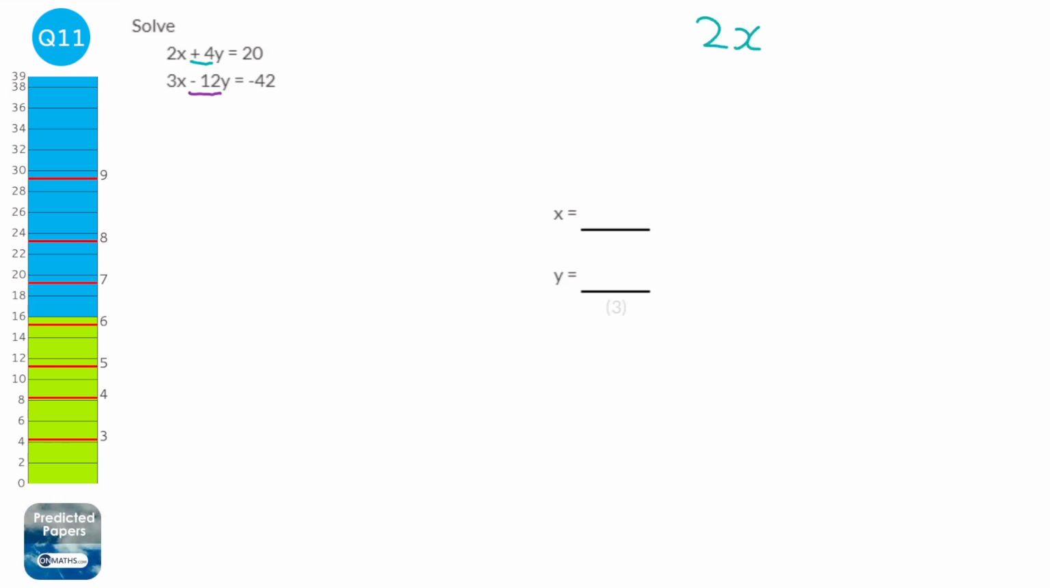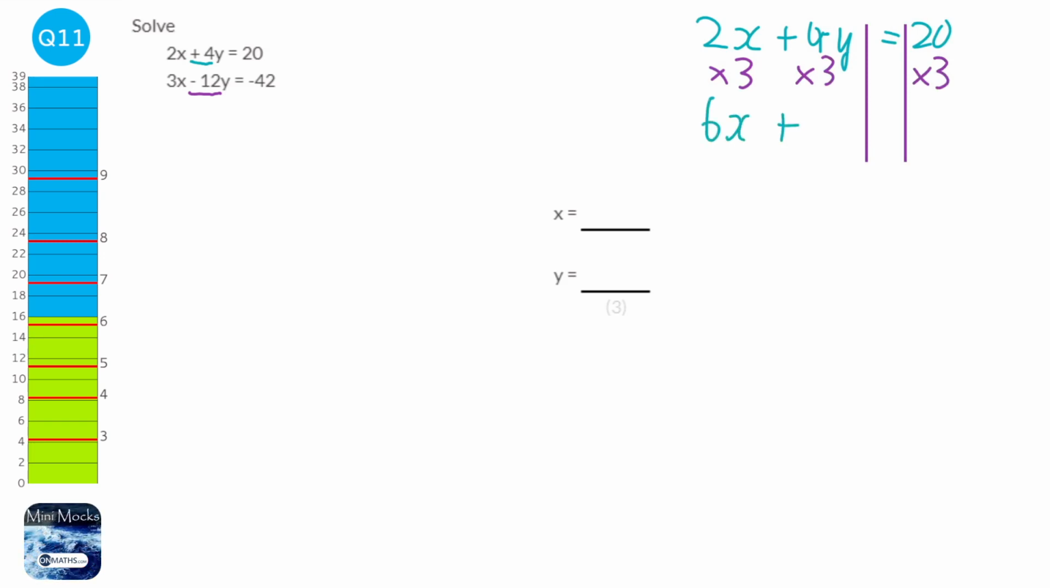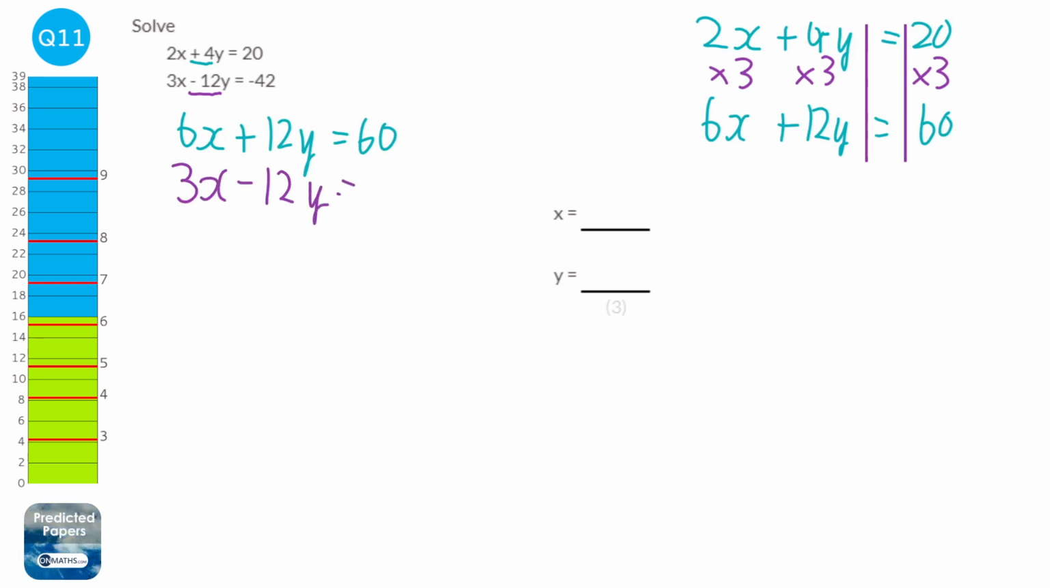So it's going to be 2x plus 4y equals 20. And we're just going to put our lines in, because what we want to do is multiply everything here by 3. And so we get 6x plus 12y equals 60. And I'm just going to write that out again, so we can put in our simultaneous equation circles. And I'm just going to write the second equation again underneath, because simultaneous equations are all about working downwards. So I'm just going to show that with these circles here.